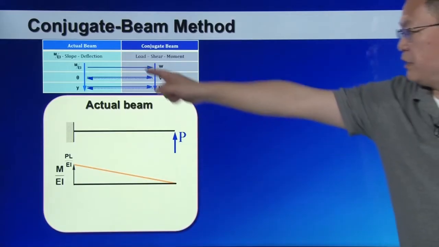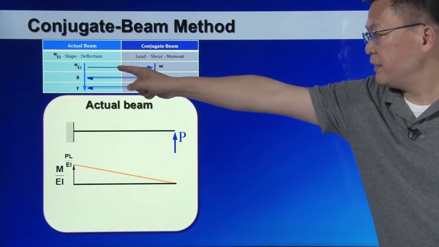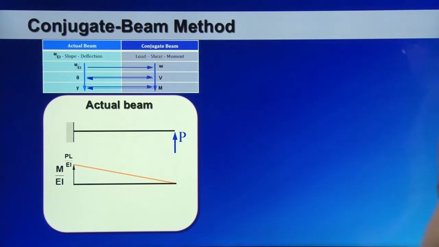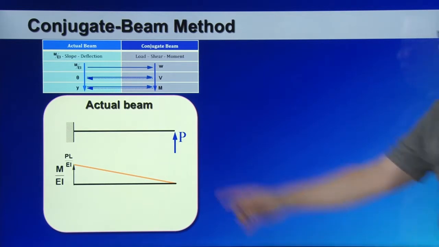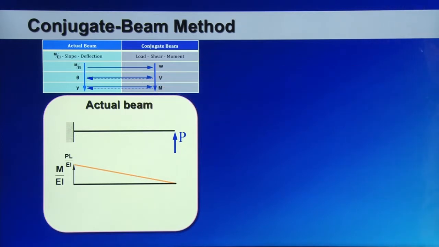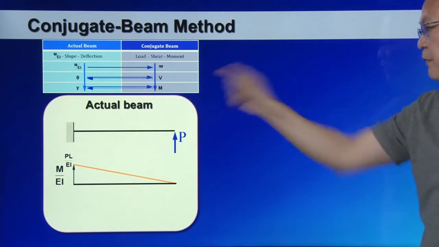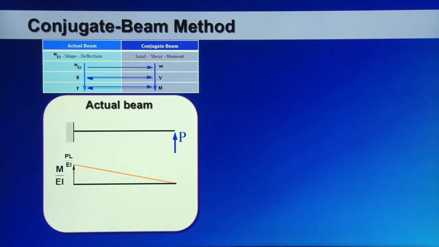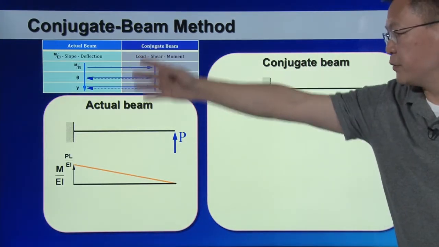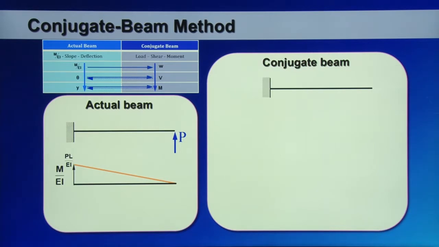By that, I mean that you need to move M over EI and impose it on the right-hand side as a loading. You also need to convert rotation angles to the right-hand side in terms of shear force, and displacements to the right-hand side in terms of bending moment. So here is the start of the conjugate beam. I need to do the conversions of the three parameters to the right-hand side.